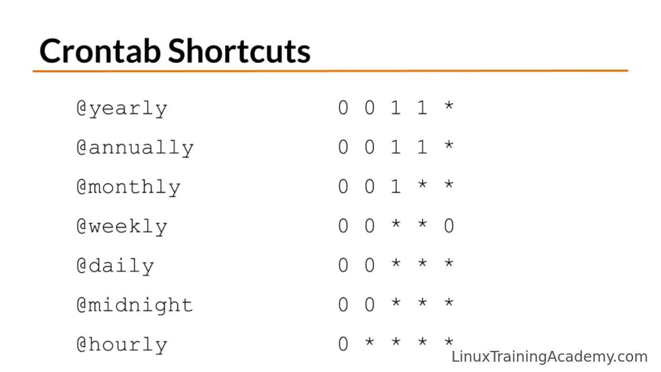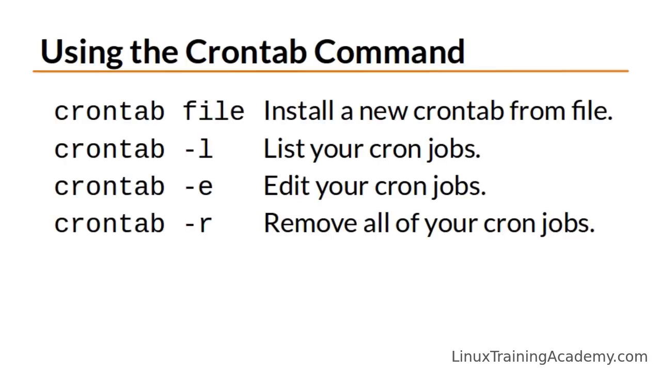The crontab command manipulates cron jobs. You can use crontab followed by a file name to install the new crontab from the contents of that file. To list your jobs, run crontab -l. To edit them, use crontab -e. Note that crontab -e will invoke the editor that's specified in the EDITOR environment variable. crontab -r removes all of your cron jobs.